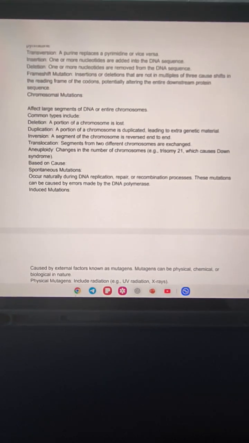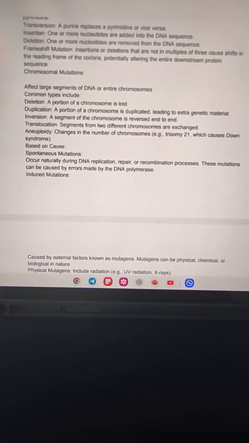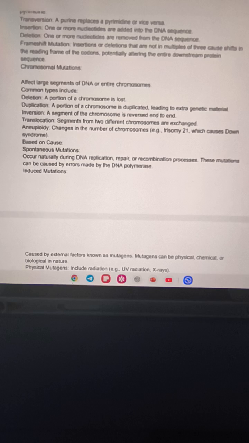The next mutation type is chromosomal mutation. It affects a large segment of DNA or an entire chromosome. There are common types: deletion, where a portion of the chromosome is lost.